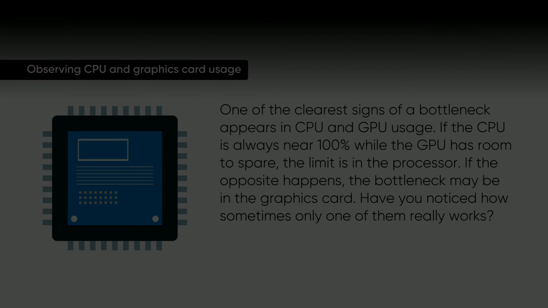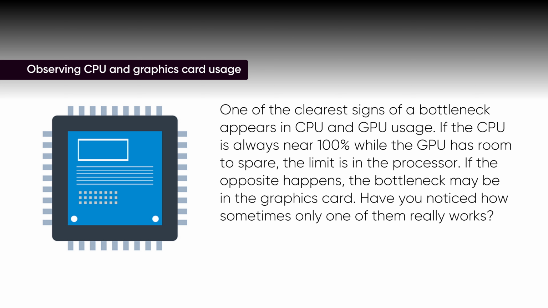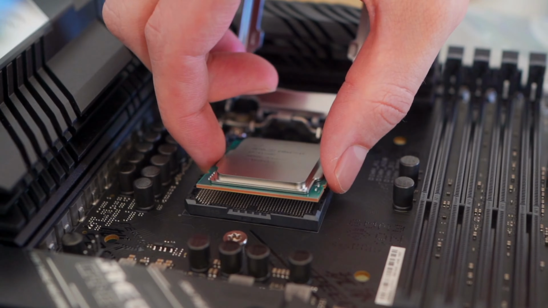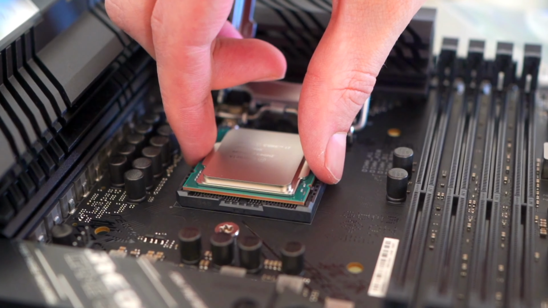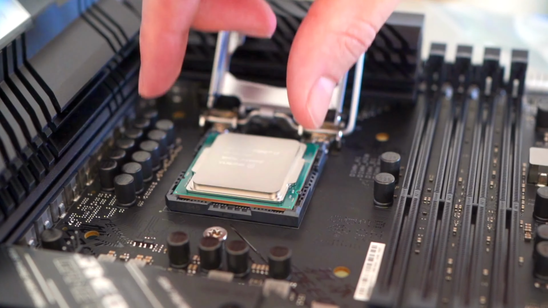Observing CPU and graphics card usage. One of the clearest signs of a bottleneck appears in CPU and GPU usage. If the CPU is always near 100% while the GPU has room to spare, the limit is in the processor. If the opposite happens, the bottleneck may be in the graphics card. Have you noticed how sometimes only one of them really works?